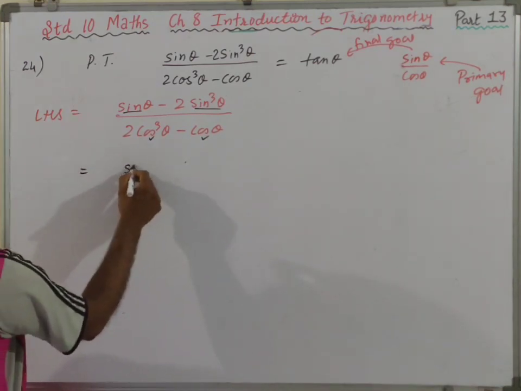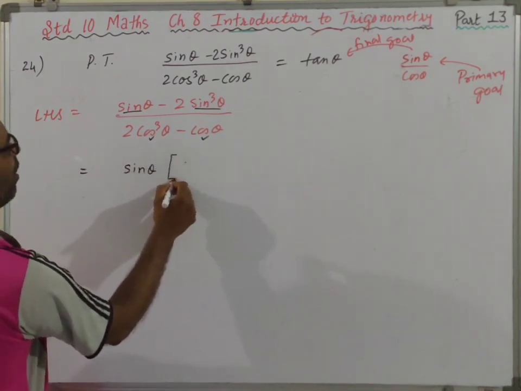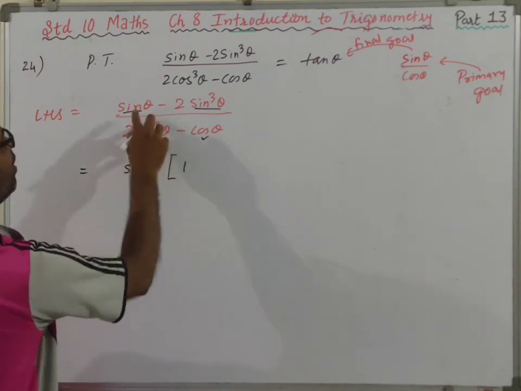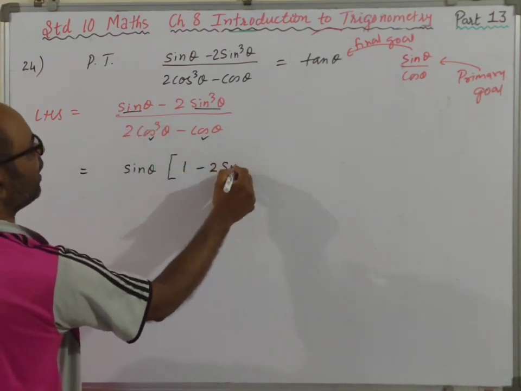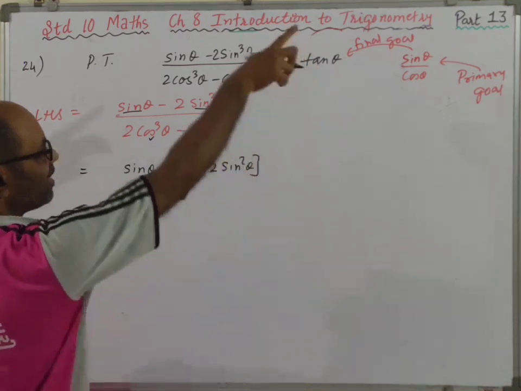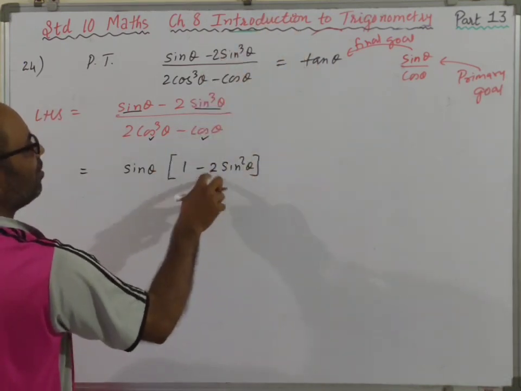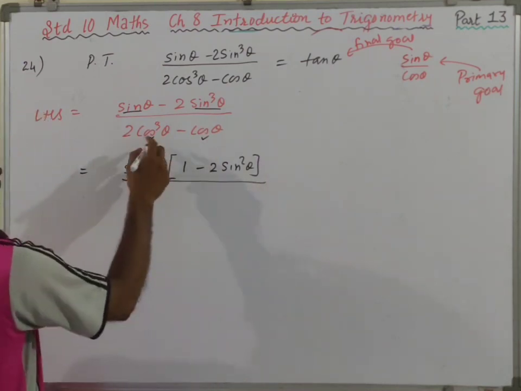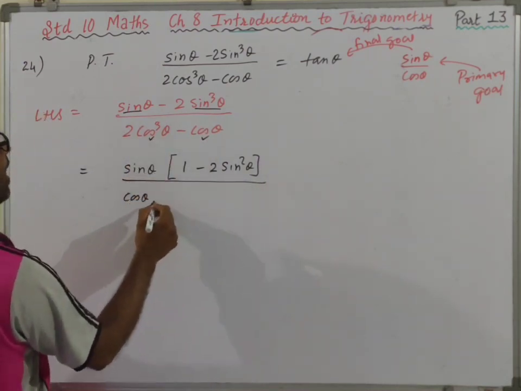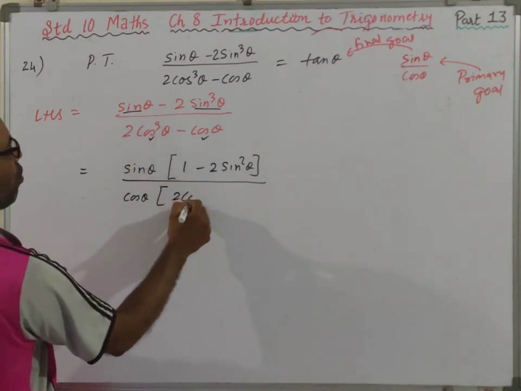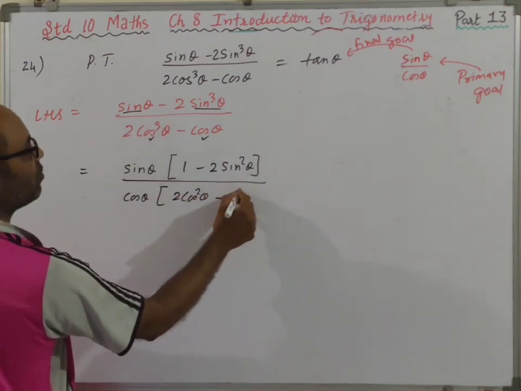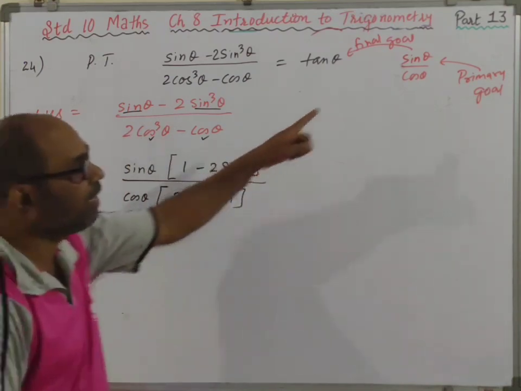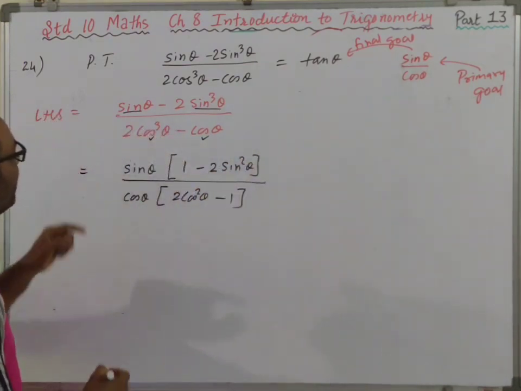That's it. Sin theta is common. I'm using the bracket: 1 minus 2 sin square theta. Hey children, just now we solved 1 minus 2 sin... We'll see. Okay, upon. Now here, what is common? Cos theta, and in the bracket 2 cos square theta minus 1. Children, you got that primary goal, sin theta upon cos theta.